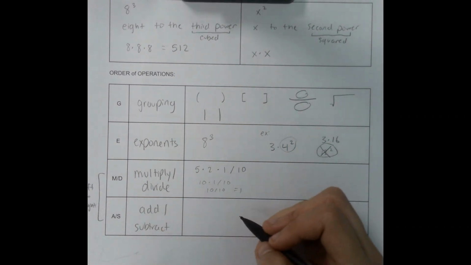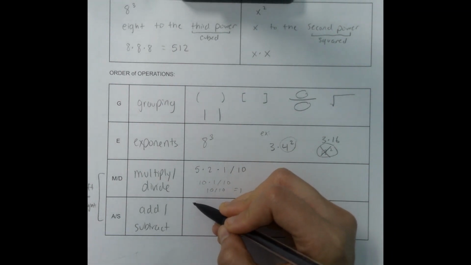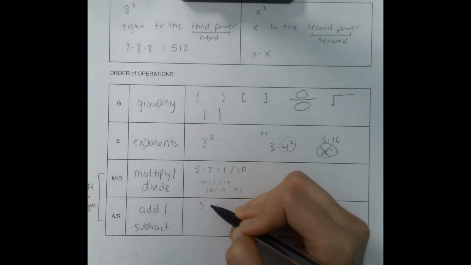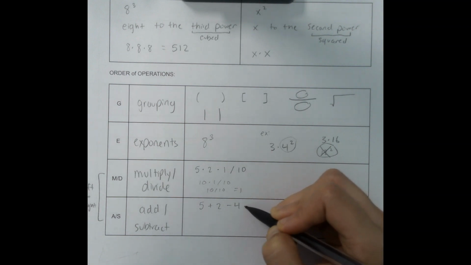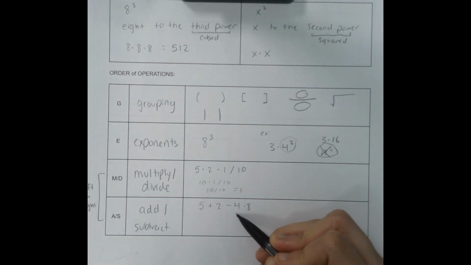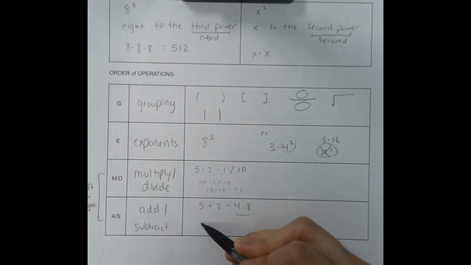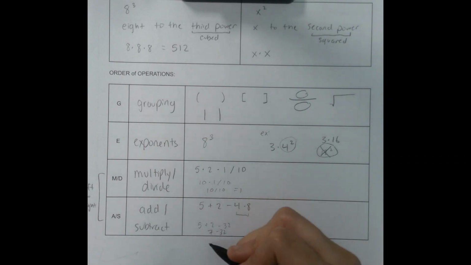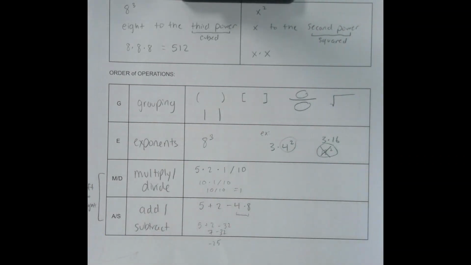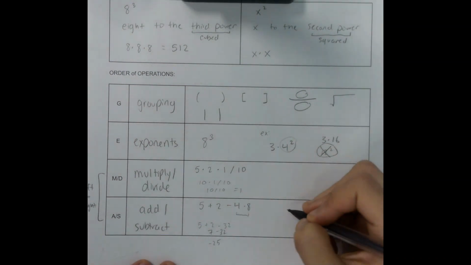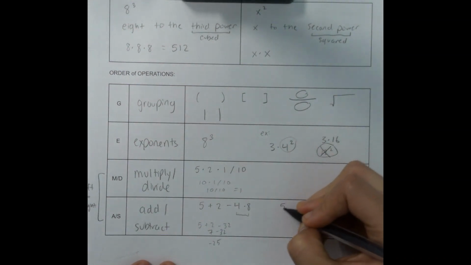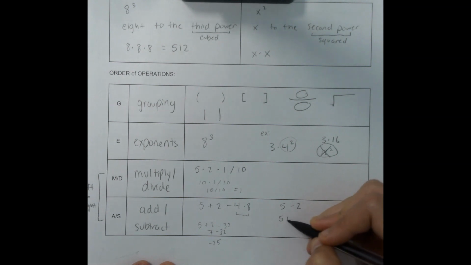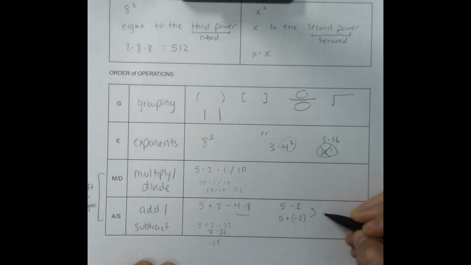And then add and subtract is last. So let's say 5 plus 2 minus 4 times 8. This you would do first, and then you would do it in order. 5 plus 2 minus 32. 7 minus 32, negative 25. Something to think about when you're doing left to right is to know that 5 minus 2 is the same thing as 5 plus negative 2. These are the same. So you want to make sure you recognize that when you're doing order of operations.